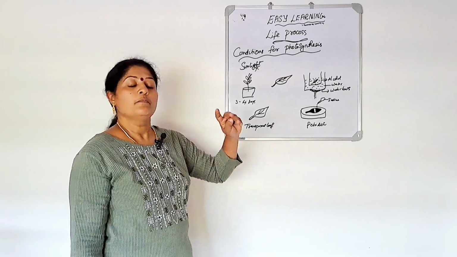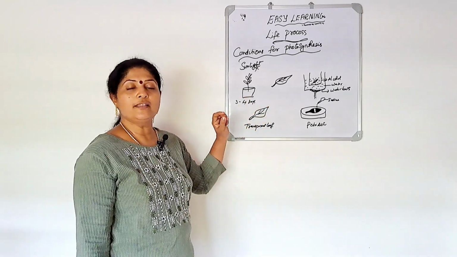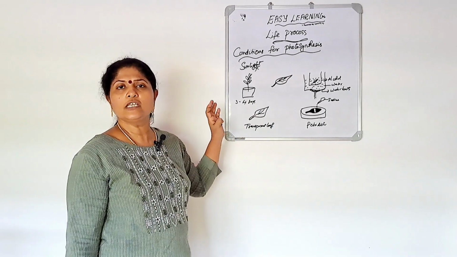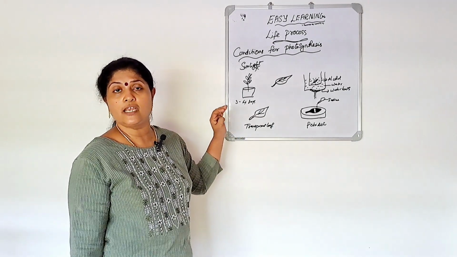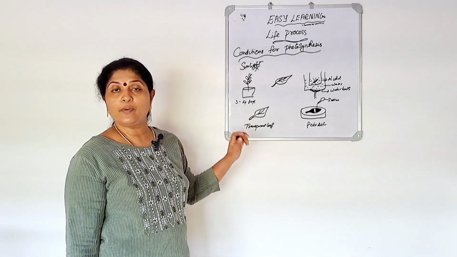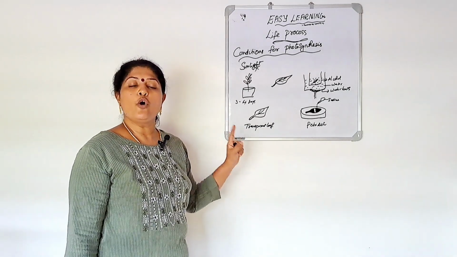Then regarding the first part of this chapter, that is, what is meant by nutrition, and the autotrophic and heterotrophic modes of nutrition, all the points I have explained in detail. So I hope you have understood.